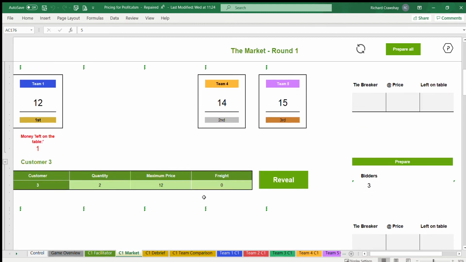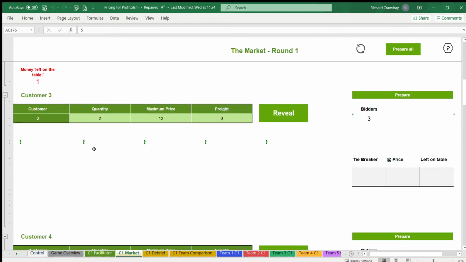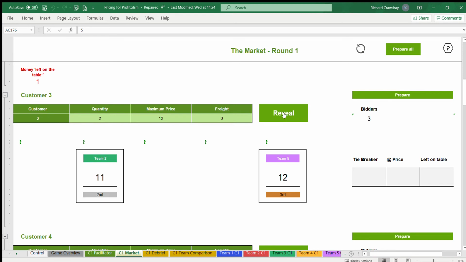So, moving on to customer number 3. Again, quantity of 2, maximum selling price of 12, freight of 0. There are 3 bidders in total. So we're going to reveal them again in reverse order. In third place, Team 5. In second place, Team 2. And the winner is Team 1 with a bid of 10. And excellent. Again, 0 left on the table. So Team 1 are doing very, very well. Some very good pricing there.